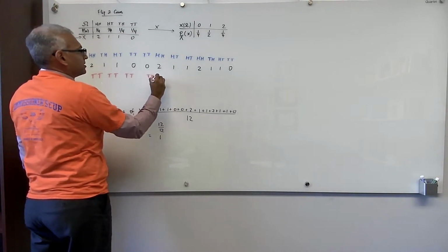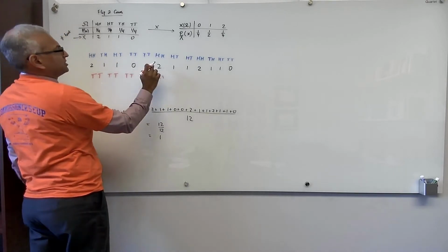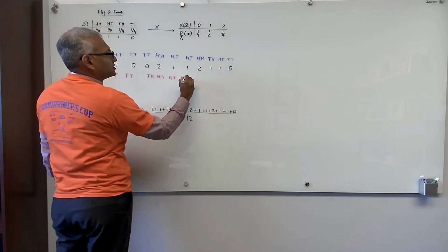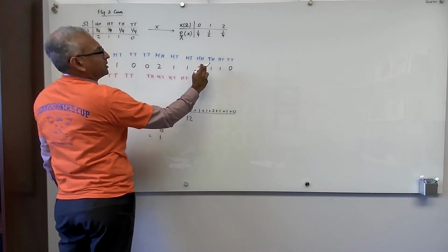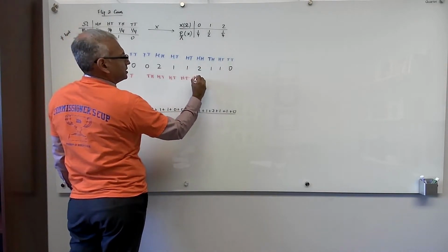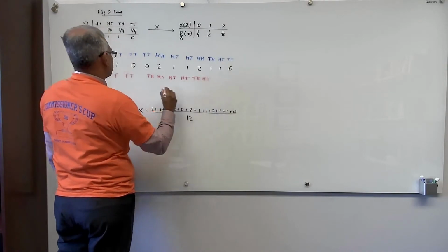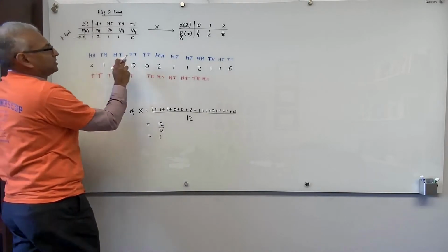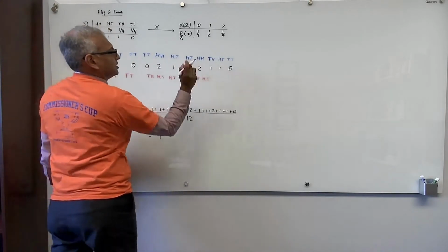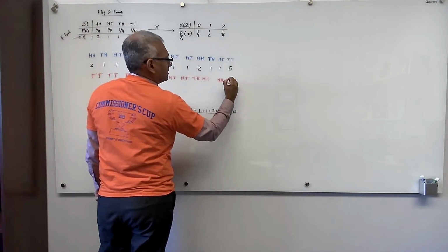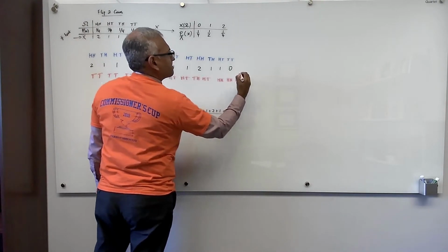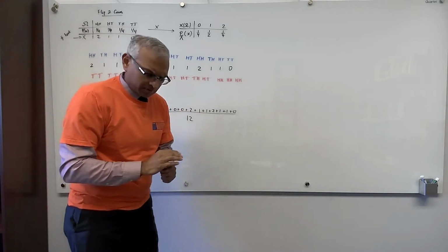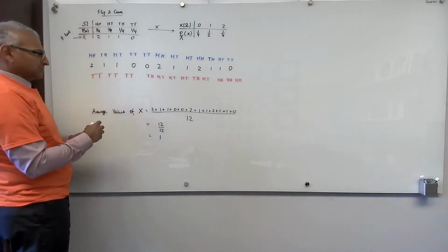Okay, TH, HT, TH, HT, HT, HT, HT, HT, and then TH, HT, TH, HT. Then let me put the outcomes that are HH, HH, HH, HH, HH, HH. Okay, very nice. Have I changed the outcomes? No, I've just reordered them. And you'll see why I reordered them in this particular way.